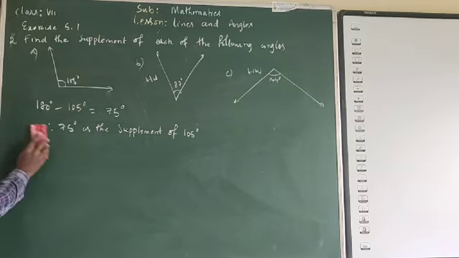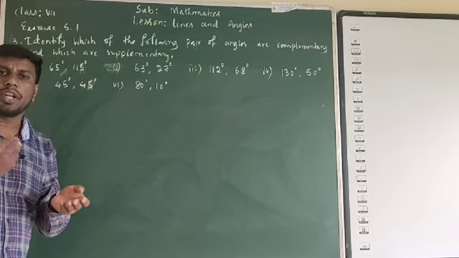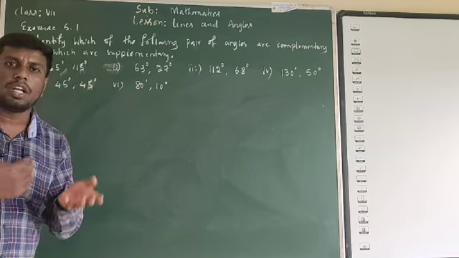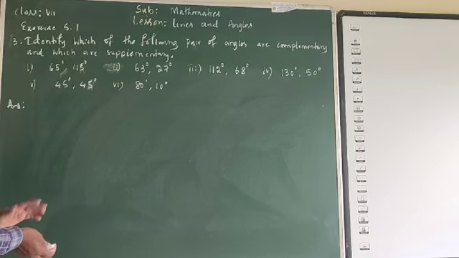So the next question is: identify which of the following pairs of angles are complementary and which are supplementary. So they have given the angles. The only thing is you should identify which pair is complementary and which pair is supplementary. Very easy. Add those two angles. If you get 90 degrees, then those two angles are complementary. If you get 180 degrees, then those two angles are supplementary. Very easy, right? So you know the condition.